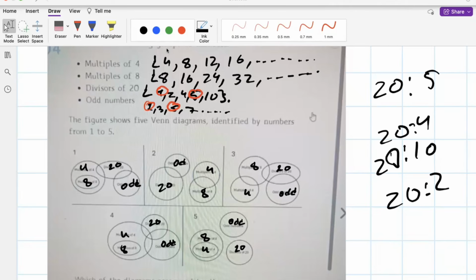I'll give you one more hint. Basically, multiples of 4 and multiples of 8, these are the even numbers, right? And between even numbers and odd numbers, there should be nothing in common, right? Because odd is not even. So that's why number 4 is for sure wrong, because odd numbers and even numbers could not have something in common.